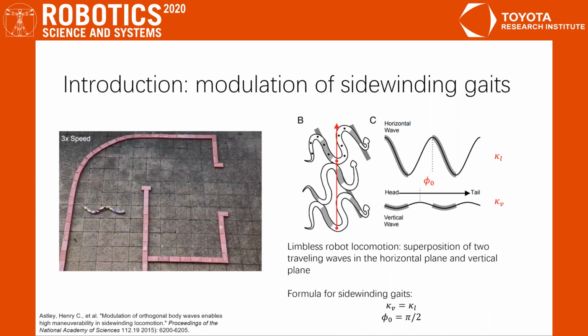One of the well-known limbless robot gaits is a Sidewinder gait. Its gait formula is that kappa v equals kappa l and phi naught equals pi over 2. Another documented limbless robot gait is a frequency turning gait. Its gait formula is that kappa v equals 0.6 kappa l and phi naught equals pi over 2.